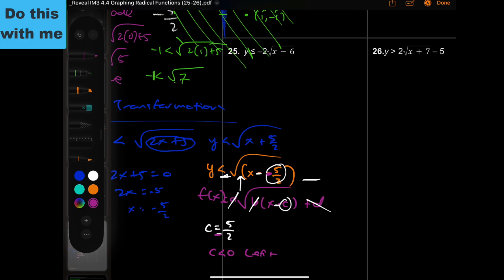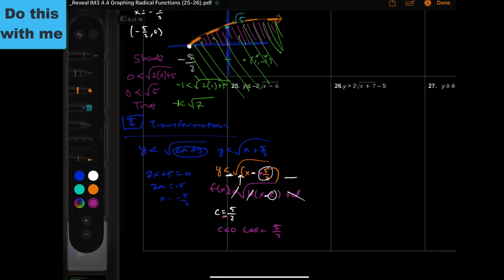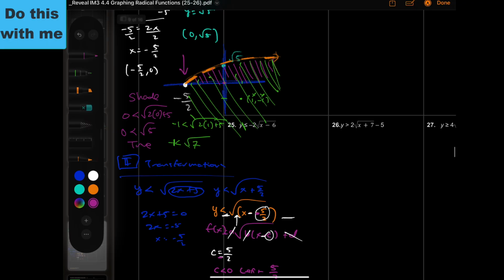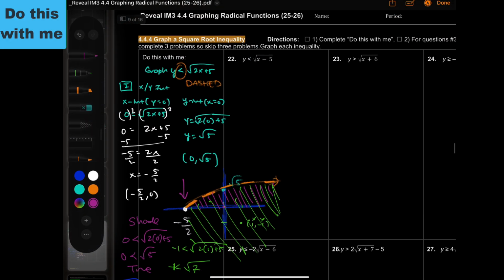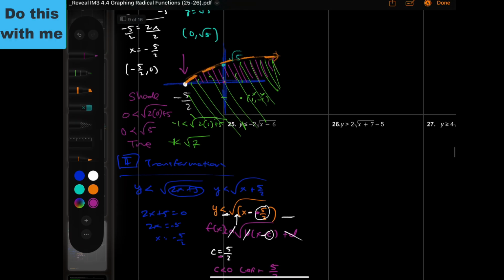So that makes sense, because if you're going left 5/2, if you go back up to our graph, there it is right there. And then you could just do the shading. So two ways: you can either do x and y intercepts, or you can do the transformations.